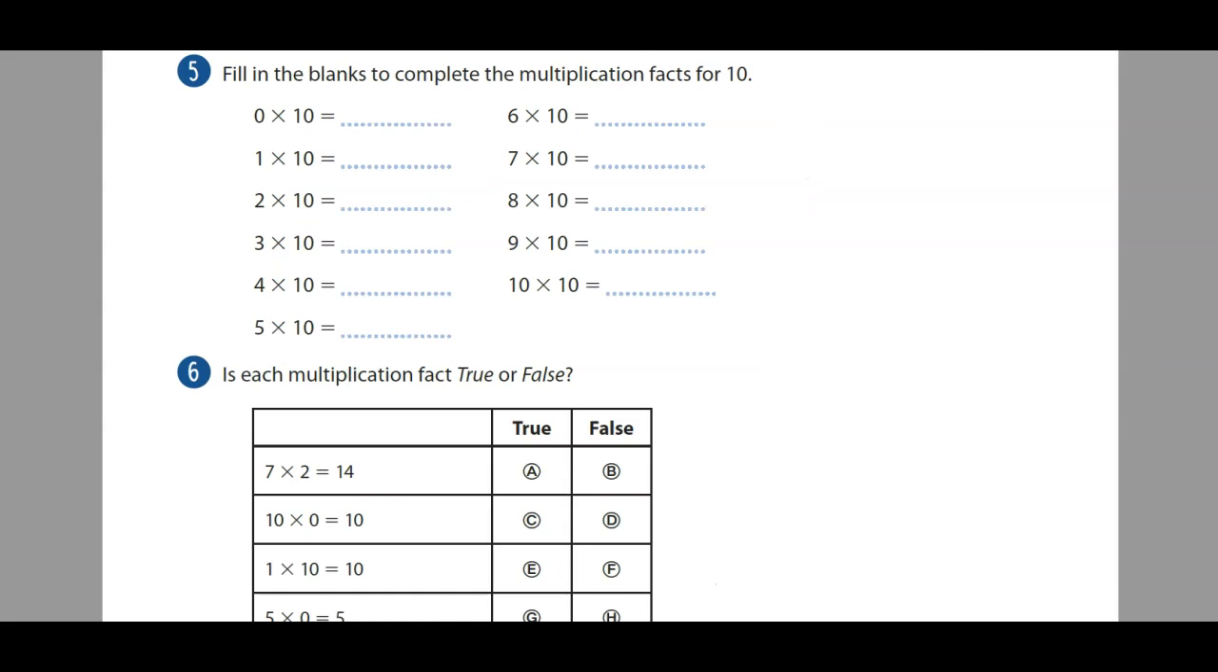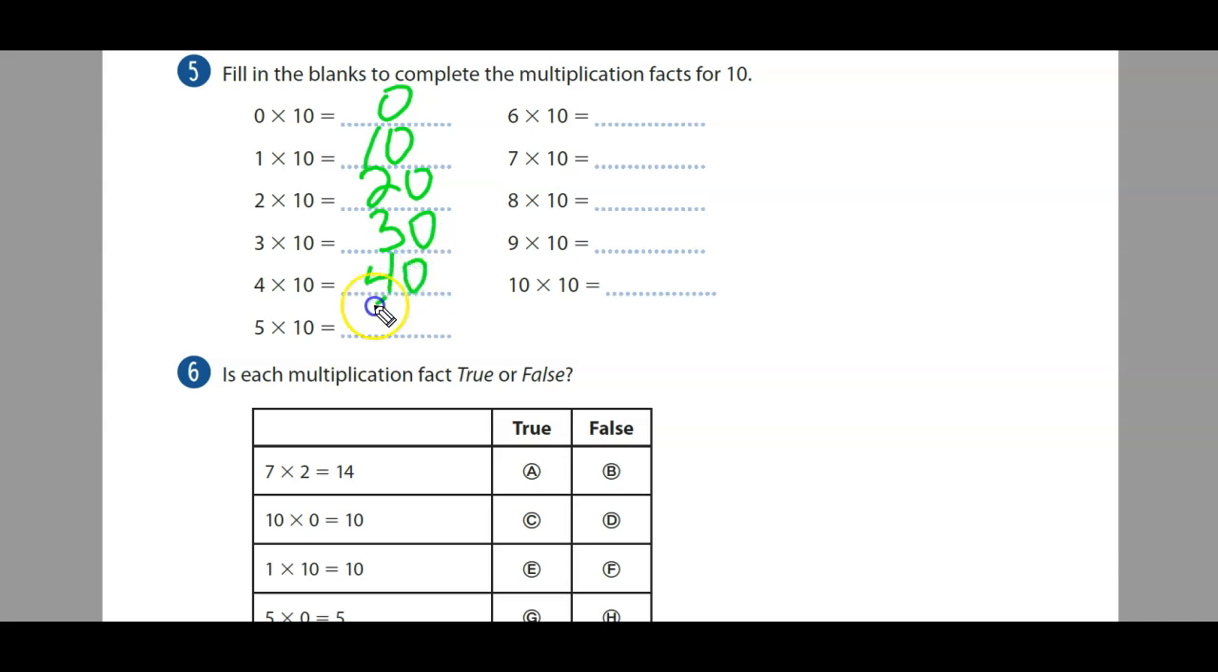It says to fill in the blanks to complete the multiplication facts for 10. So, 0 times 10? 0. 1 times 10? 10. 2 times 10? 20. Oh, I see a pattern. 3 times 10? 30. So then 10, 20, 30, what comes next? 40. 4 times 10 is 40.